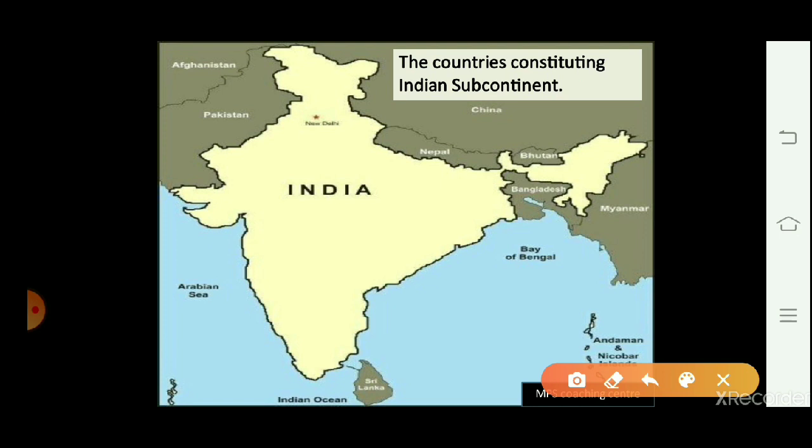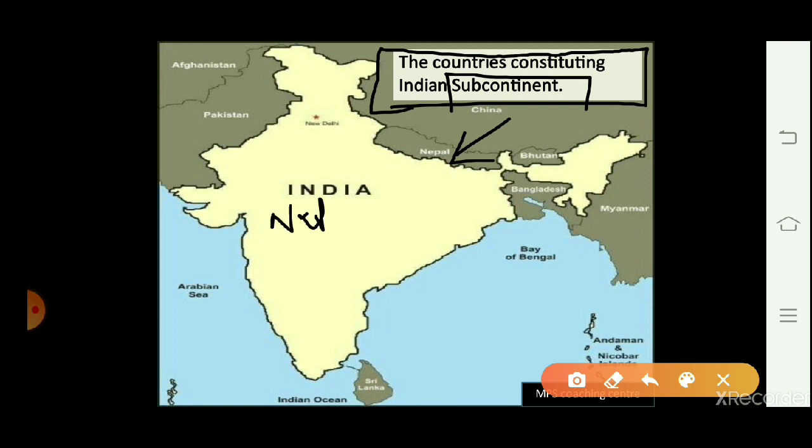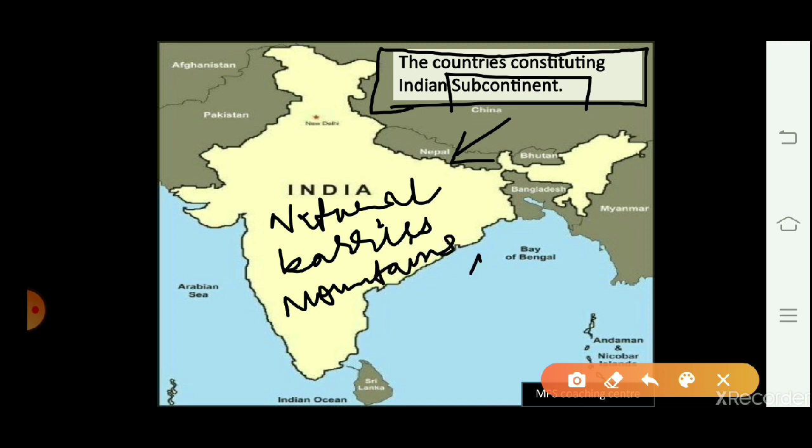So here we are going to discuss the countries constituting the Indian subcontinent. Before plotting these countries, we have to understand the meaning of subcontinent itself. A subcontinent is a large area whose political boundaries are demarcated by natural barriers. These natural barriers are in the form of mountains, plateaus, rivers, etc.